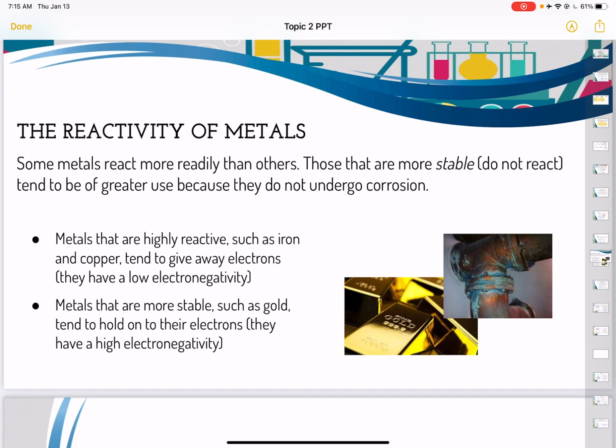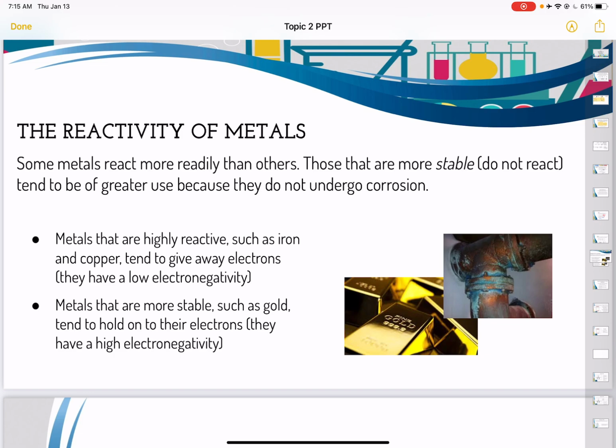Metals that are highly reactive, such as iron and copper, tend to give away electrons, so they have a low electronegativity. Metals that are more stable, such as gold, tend to hold on to their electrons and they have a high electronegativity. So something that is more stable, with a higher electronegativity, would obviously be better in construction and stuff like that.